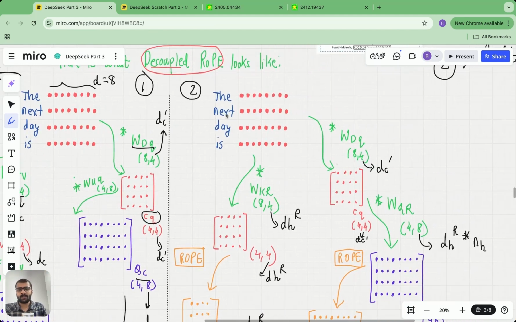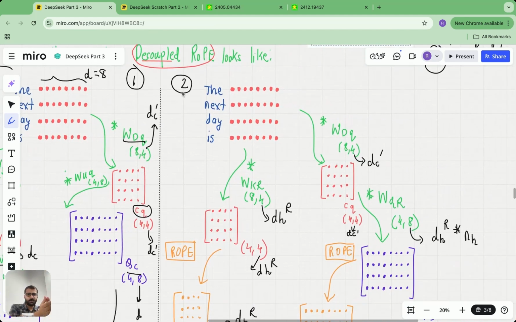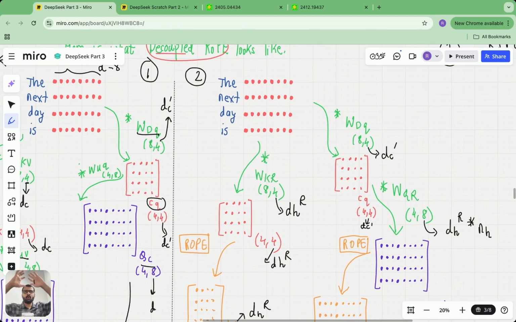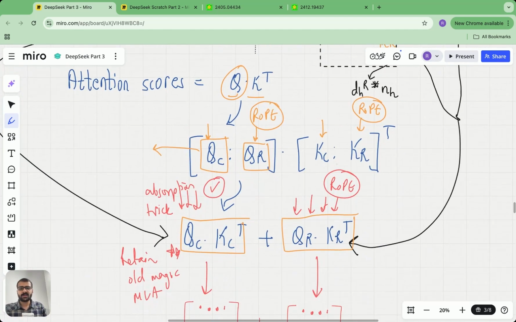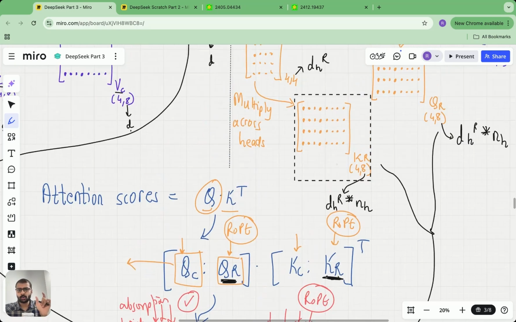And now we come to part number two on the right hand side of my illustration here. This is where we are going to add new matrices. By adding new matrices, what I mean is that I want to take my same input embedding matrix and construct new queries and the keys. Why do I want to construct new queries and the keys? Because I want to construct QR and KR, because I will ultimately apply rotary positional encoding to those matrices, right?